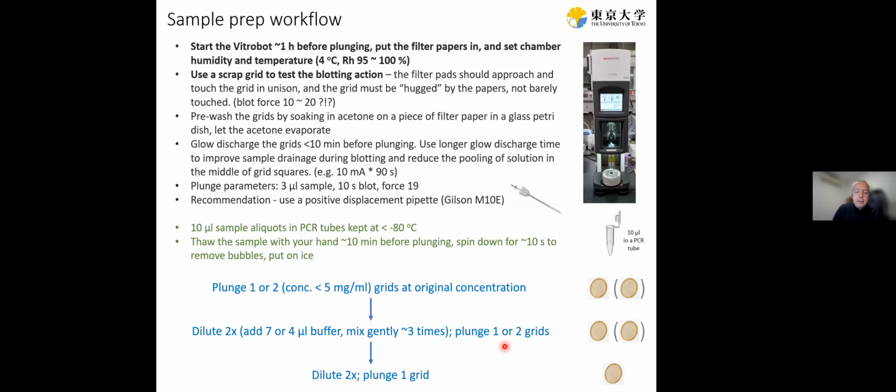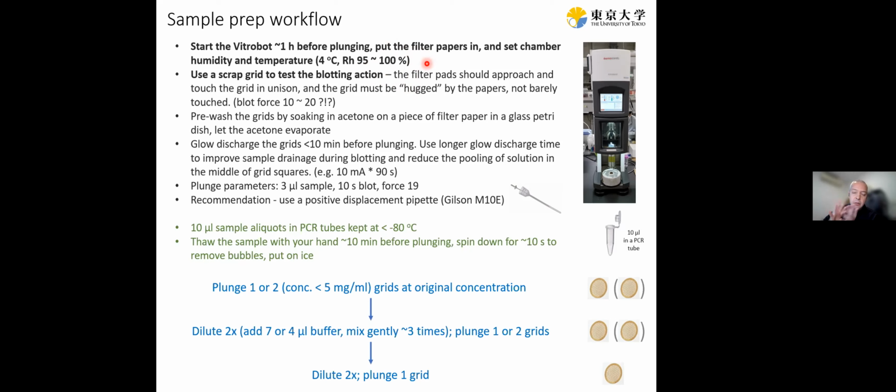Now I prepared a couple of slides which explain in detail the practical factors which I believe are important. So during sample preparation, I start the Vitrobot at least 1 hour before the plunging, and I put the filter papers in at that time because the filter papers have to be in this high humidity environment. We keep it at 4 degrees C, 100%, to get saturated, in a sense, humidified.